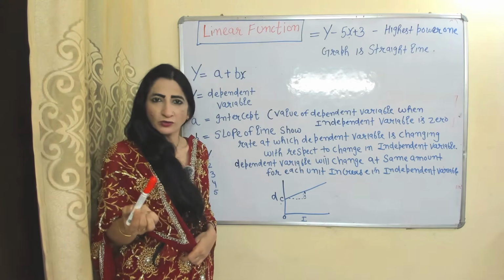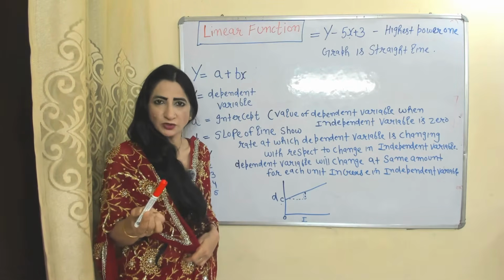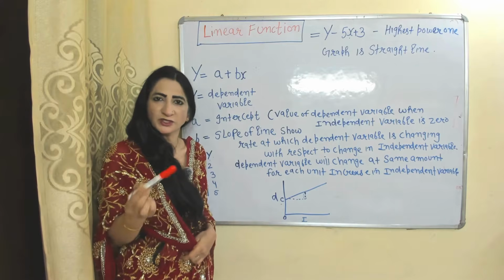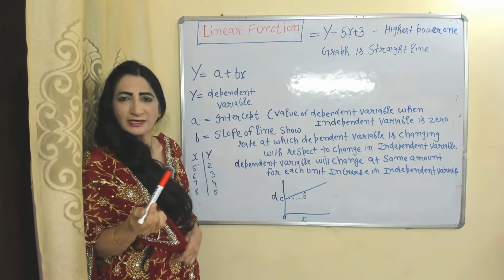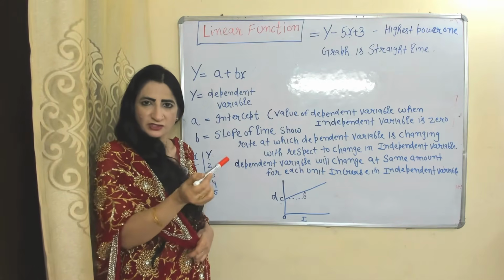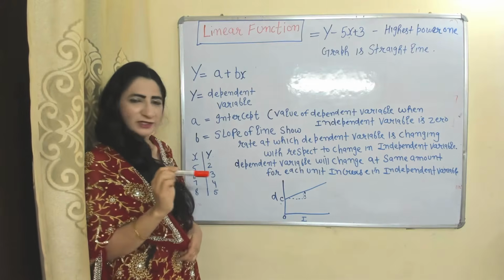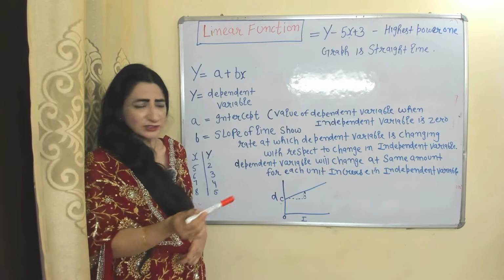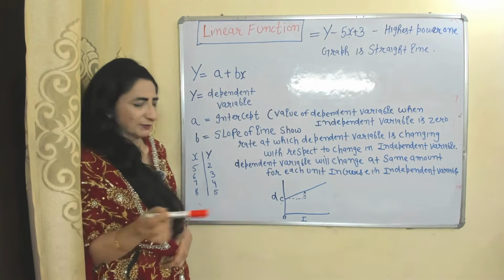For example, autonomous consumption works as an intercept because autonomous consumption shows the value of consumption when income is 0. B is the slope. Slope shows the rate at which the dependent variable changes with respect to a change in the independent variable. In a linear function, the dependent variable will change by the same amount for each unit increase in the independent variable.